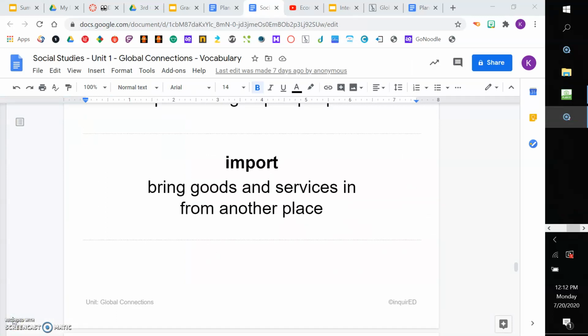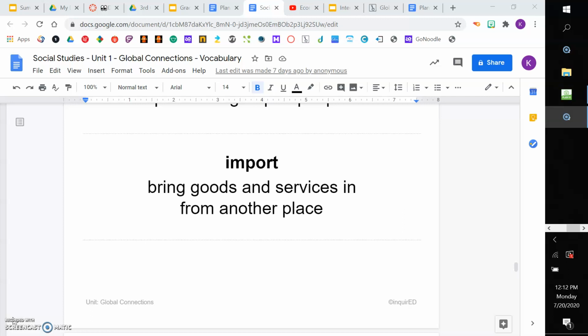Okay, friends, I hope you enjoyed that activity, and I'm hoping that you're seeing that there are lots of different countries throughout the world that you and I have contact with, and we've already had contact with them because we have those items in our homes. So we're going to do a couple of vocabulary words today just to make sure that we know what these words mean when we hear them.